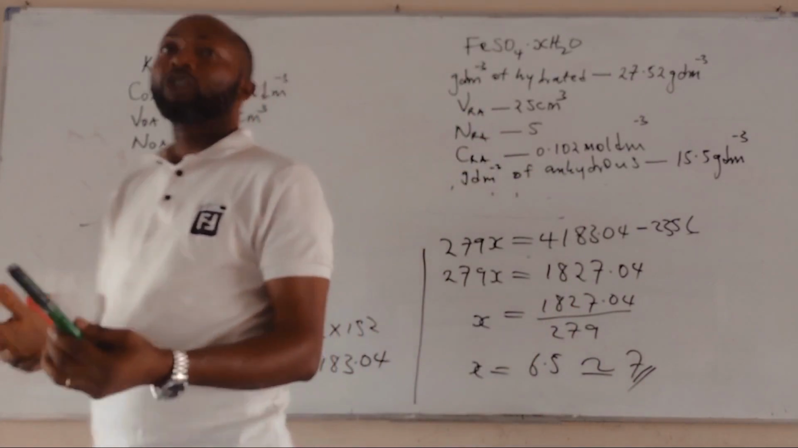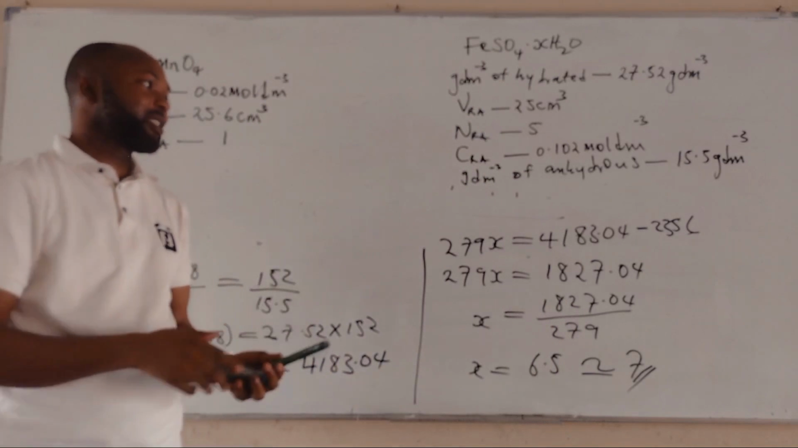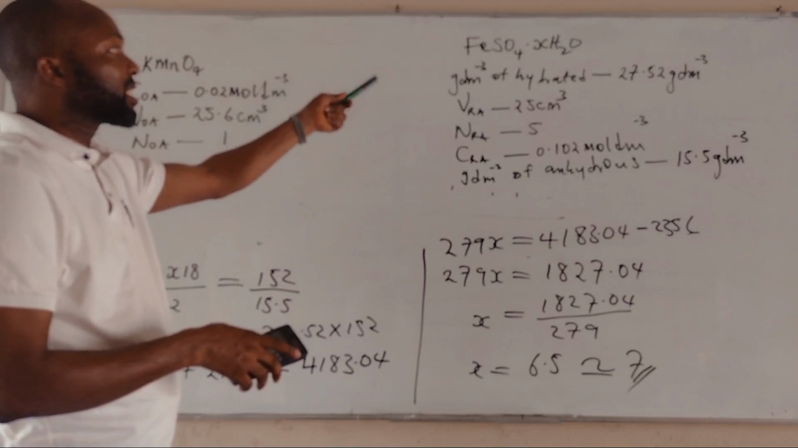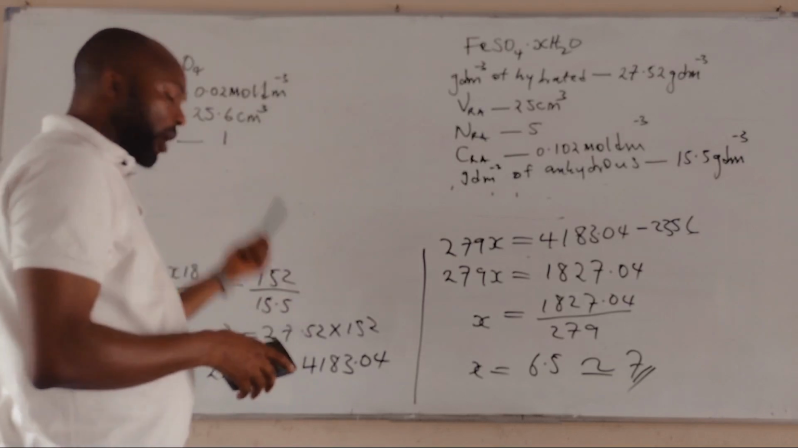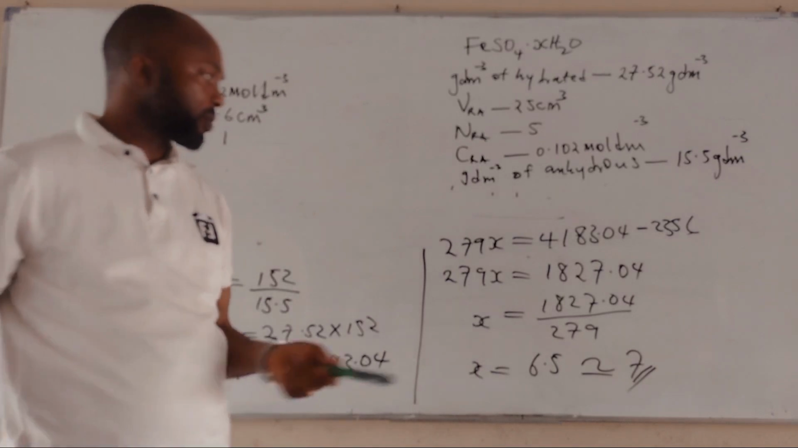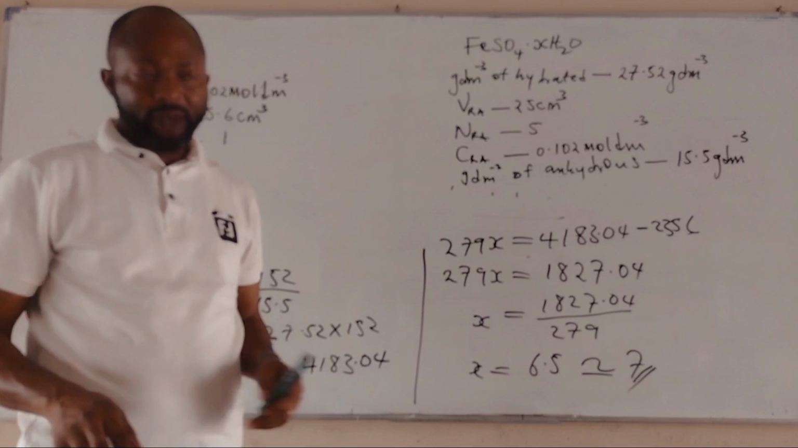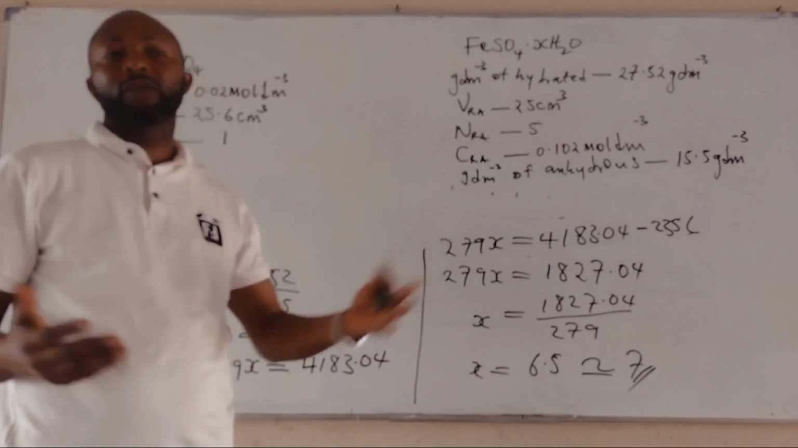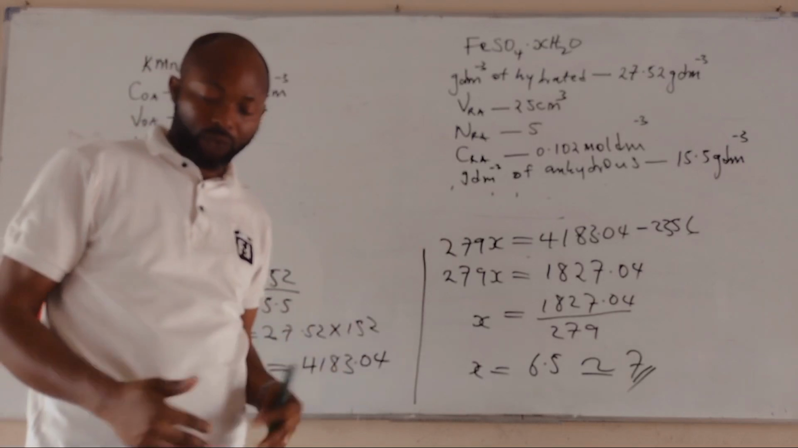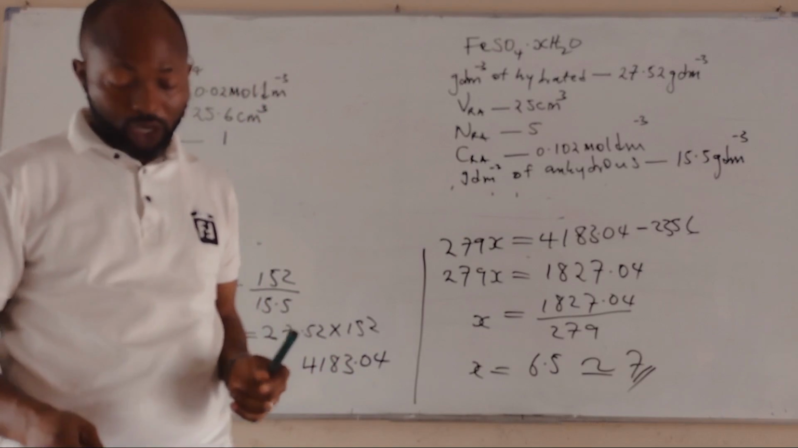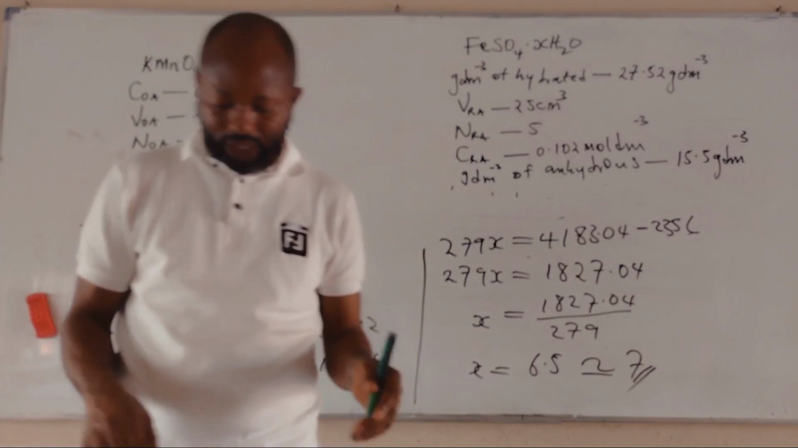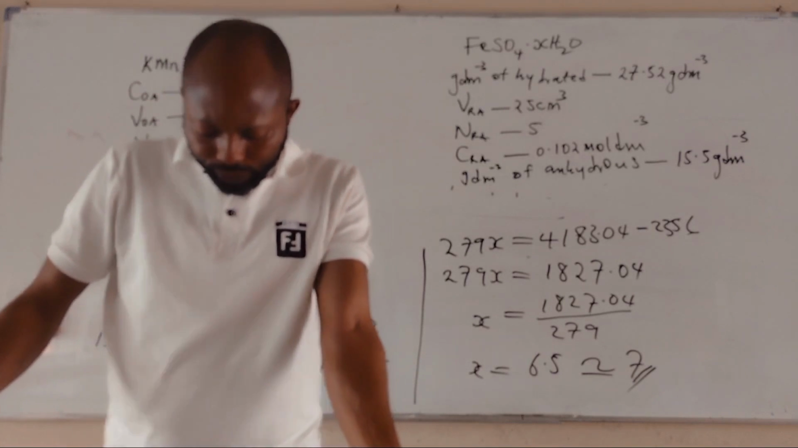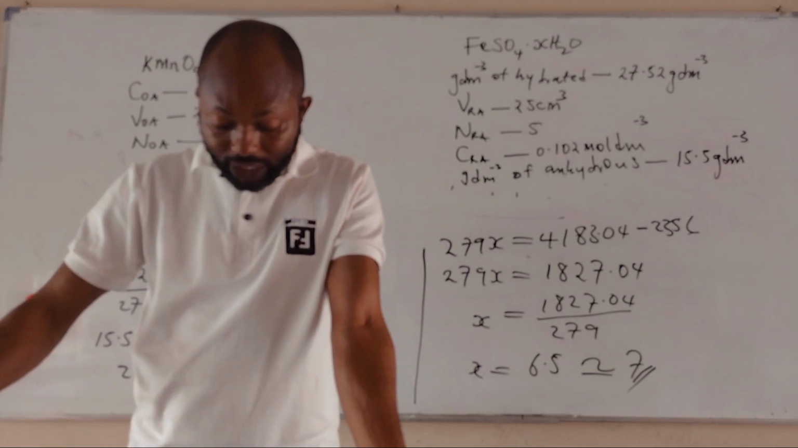So the number of moles of water of crystallization is 7, which means this is iron 2 tetraoxosulfate 6 heptahydrate. Like I said, the question is not a direct question. You have to solve other things to get to where you're going, so we must tread with caution in order not to make mistakes. We've just gotten the number of moles of water of crystallization.